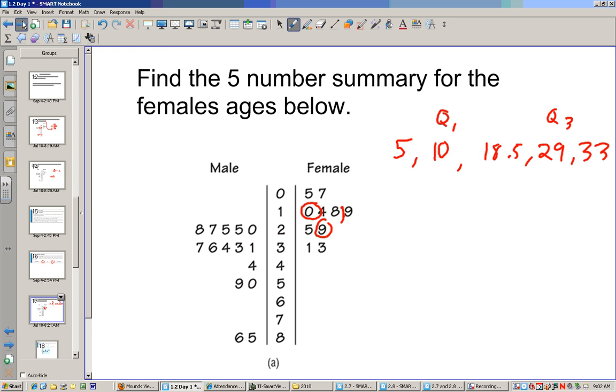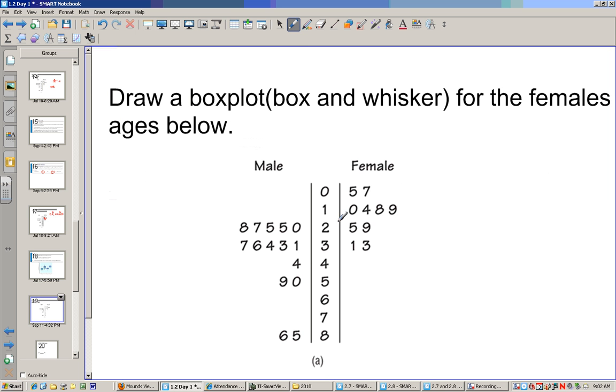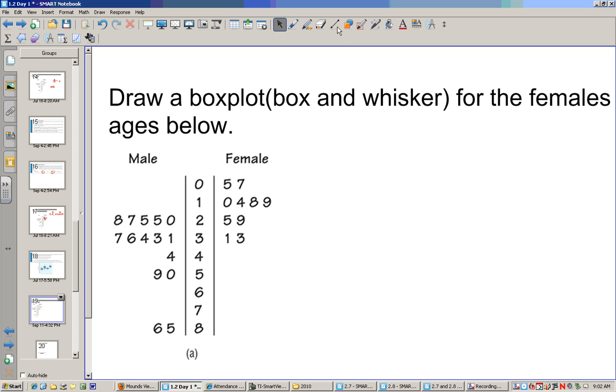Now from that we can draw our box plot. It's a graph of the 5-number summary. The central box spans the quartiles 1 and 3. A line in the box represents the median, and the lines extend from the box out to the largest and smallest observations. If we drew a box plot for the females, the first thing we need to do is draw our scale.